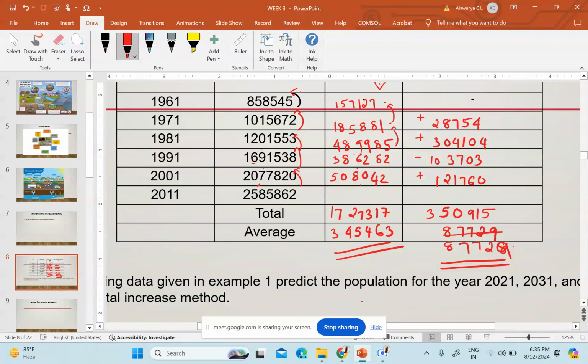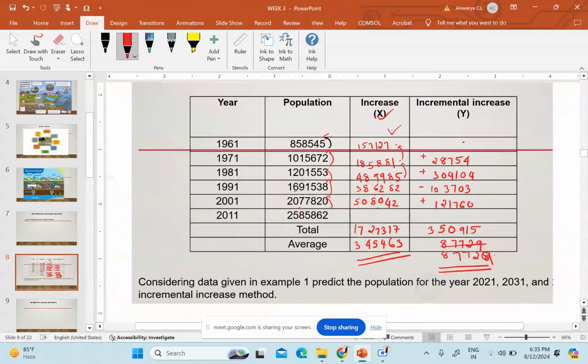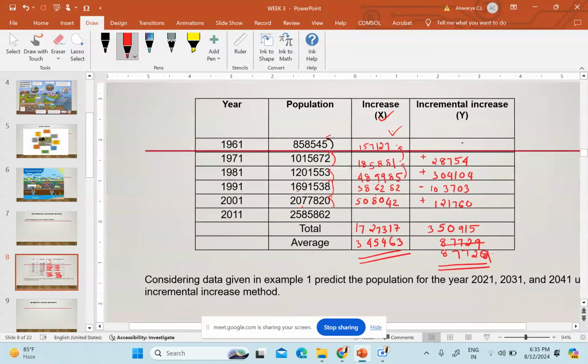So you have this value 345463. That is the first increment that we have calculated from the population. Then we calculated again the increment or decrement from the population data. So here we have X increment and Y value. These two values we have calculated and averaged out, and we got two values, X average and Y average. Now we are playing with only these two data for our question.